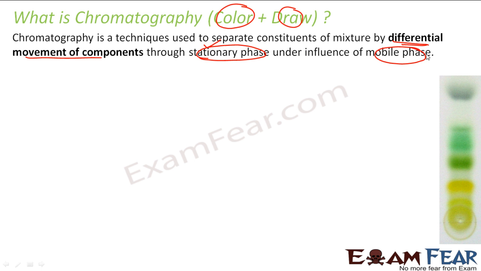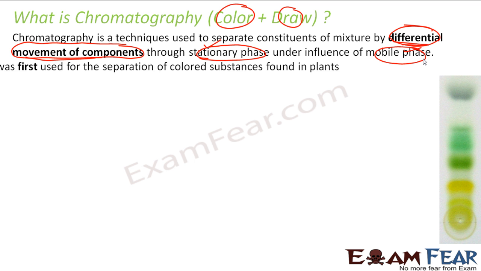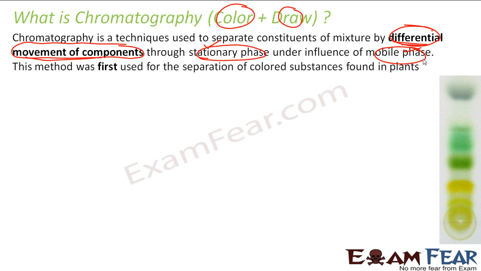So we are talking about something called stationary phase, something called mobile phase, and movement of components. We have three new terms to learn. Please note, differential movement of components is the first term, stationary phase is the second term, and mobile phase is the third term. Before we go into the understanding of chromatography, let me tell you why it is called chromatography. Initially it was used to separate colored substances found in plants. Please note, now it is also used to separate non-colored compounds, but in the initial days it was used to separate colored compounds. It's a very important technique, widely used in industry, a very critical topic.